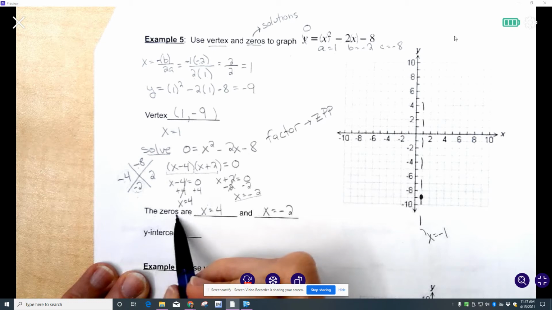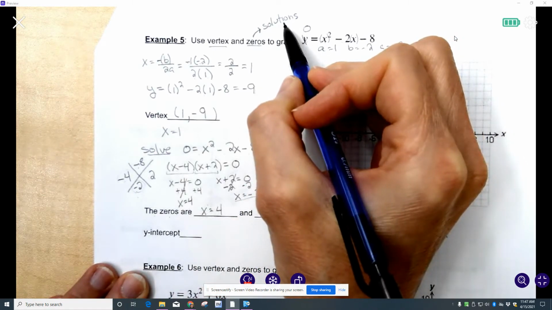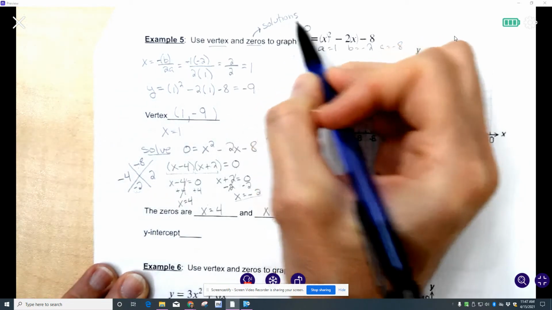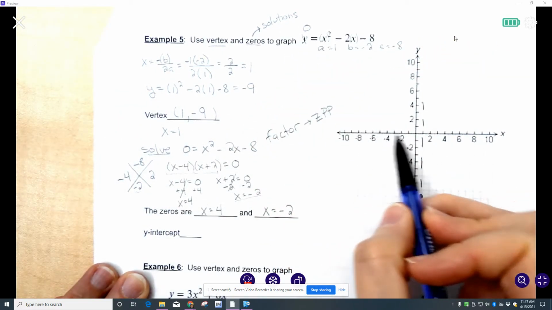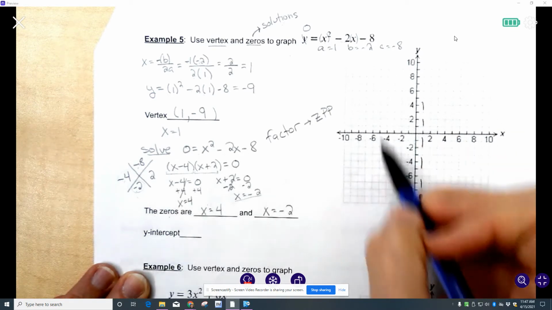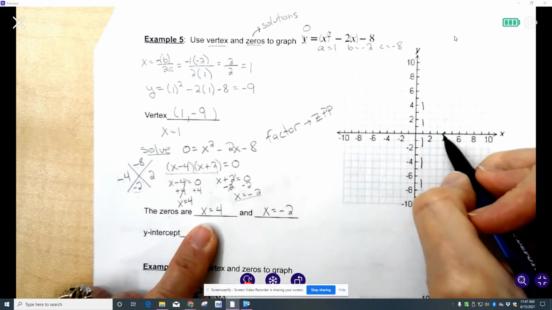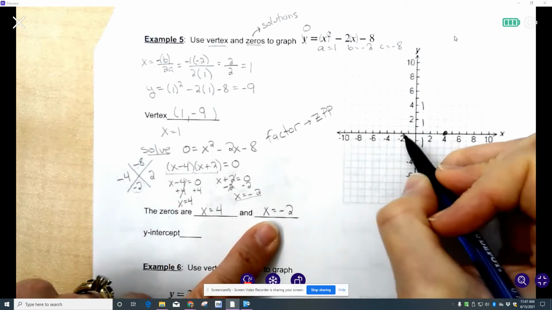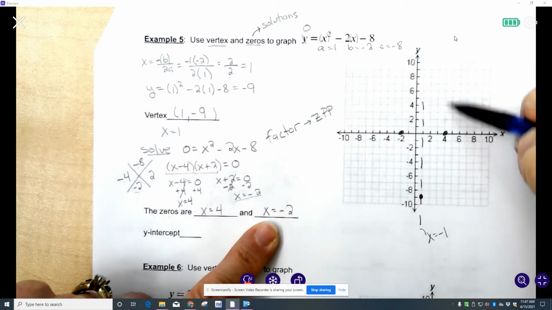Remember, there are 4 names for this: zeros, solutions, x-intercepts, and roots. They're all the same thing. They're all these points on the x-axis where my parabola intersects or crosses the x-axis. So I'm going to put a point at 4 and a point at -2. So now I know this is what my parabola is going to do.